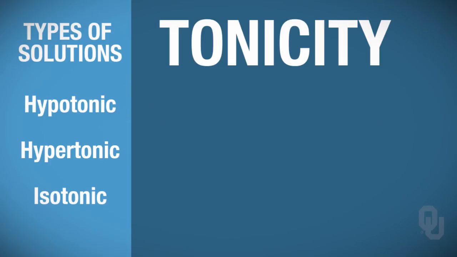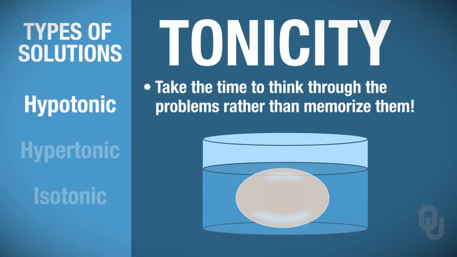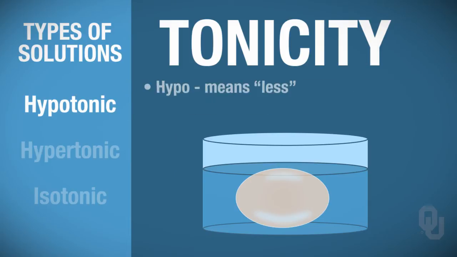Let's begin with a hypotonic solution. Here you have a cell that's been placed inside of a beaker. When you work these problems, it's going to be very important for you to think through the problems rather than memorize, because there are ways that these problems can be written such that memorization won't do you any good. This is how you work through the problems and think through them, and this way you never have to memorize anything.